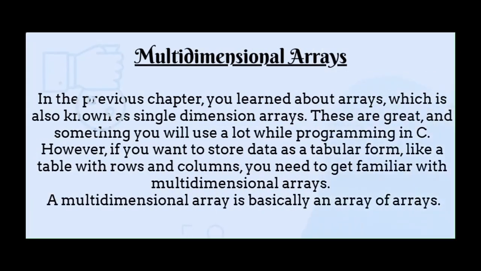What are multidimensional arrays? In the previous chapter, you learned about arrays, which are also known as single-dimension arrays. These are great, and something you will use a lot while programming in C. However, if you want to store data in tabular form, like a table with rows and columns, you need to get familiar with multidimensional arrays. A multidimensional array is basically an array of arrays. Arrays can have any number of dimensions. In this chapter, we will introduce the most common, two-dimensional arrays, 2D.